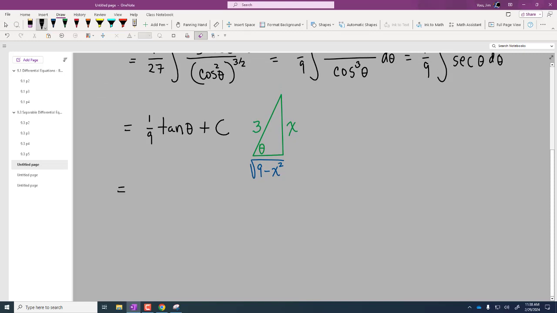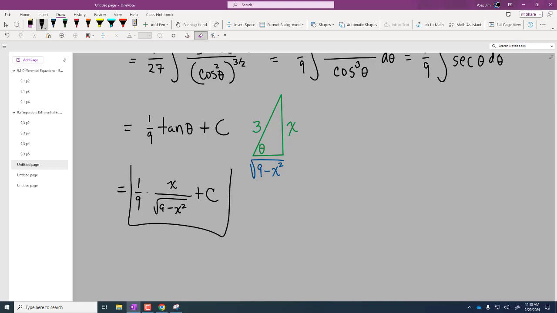Now we can come up with the tangent of theta really easily. Tangent of theta is opposite over adjacent. So we're going to get 1/9 multiplied by x divided by the square root of 9 minus x squared plus c. That's all she wrote. That was a pretty easy one. A lot of times with trigonometric substitution, if you just make up a problem, it might not work out that easily. Usually will not.